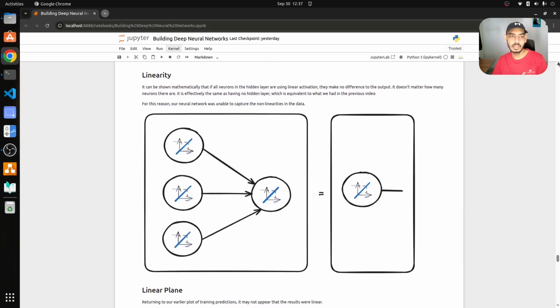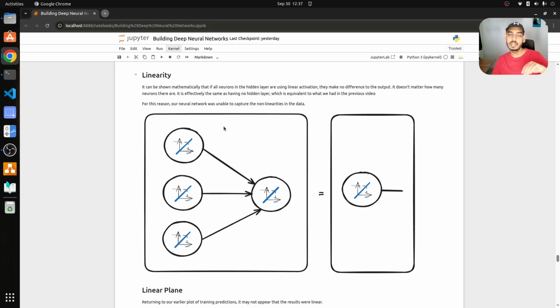So let me read this. It can be shown mathematically that if all the neurons in the hidden layer are using linear activation, they make no difference to the input and also the output that comes out of it. So it doesn't matter how many neurons there are, it is effectively the same as having no hidden layer, which is equivalent to what we had in the previous video.